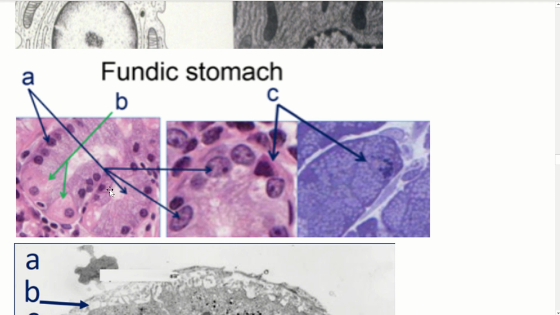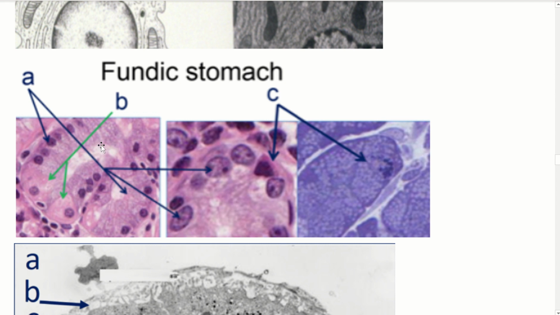Okay? So this is the fundic stomach. And so A, what it's pointing to are these kind of more regular shaped cells. Those would be the chief cells in the fundic stomach. So these are all chief cells. And the way that I know that is because they're not these cells, right? And these are the parietal cells that are very triangular looking. They look like soft triangles to me. Okay, so that's a very characteristic parietal cell. So I know that these are chief cells.